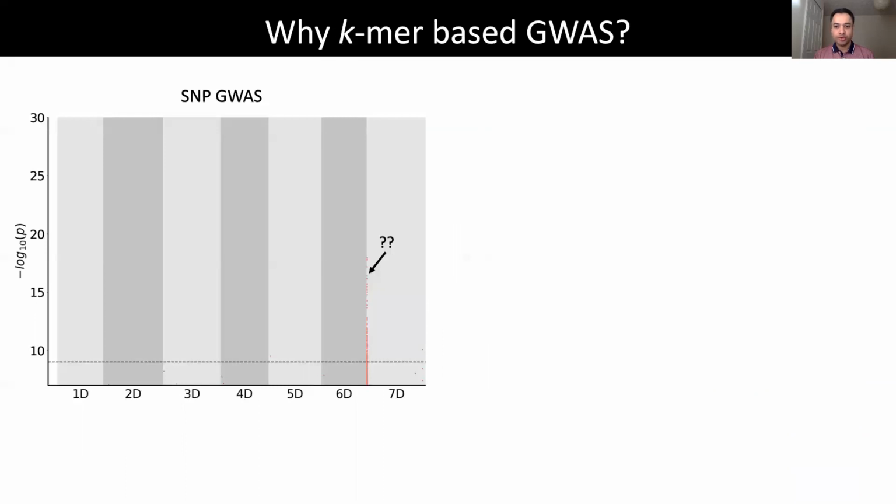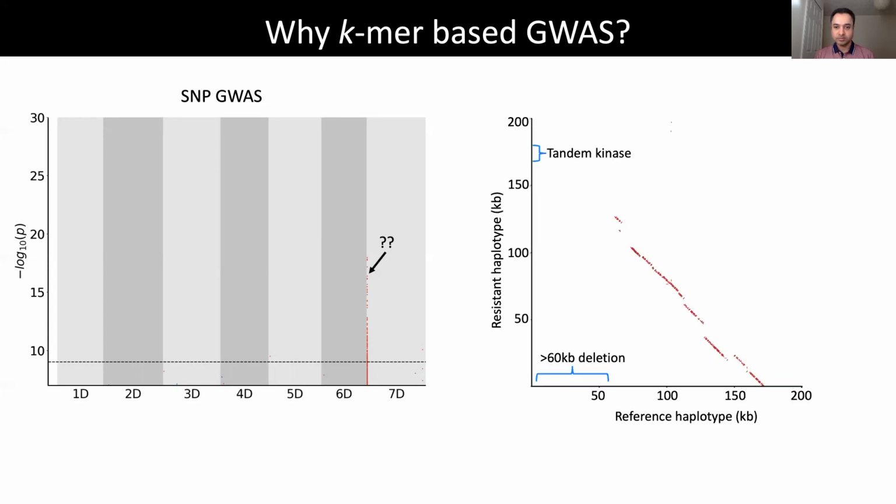A word about why we use the k-mer-based GWAS. If we use the traditional SNP-based GWAS for this phenotype, we detect a weaker association signal at the same locus. When we look under the peak in the reference genome used for calling SNPs, there is a 60 kb deletion compared to the resistant haplotype, which contained the wheat tandem kinase. This shows that the k-mer-based GWAS allows us to capture the large variations using multiple assemblies in a computationally efficient manner.